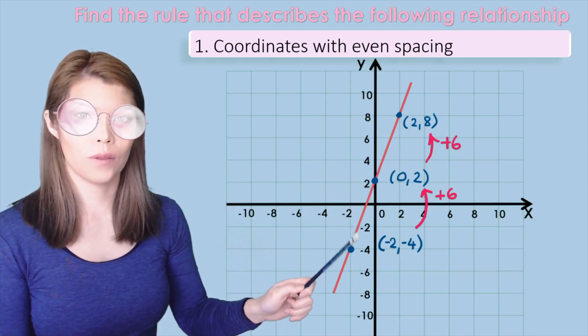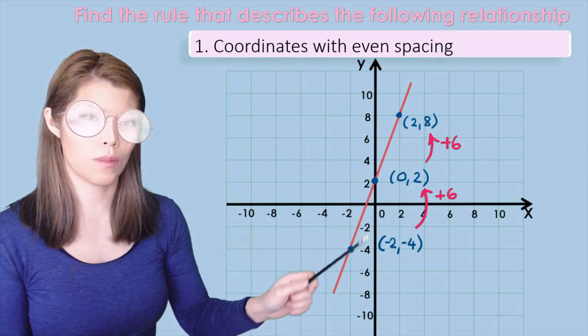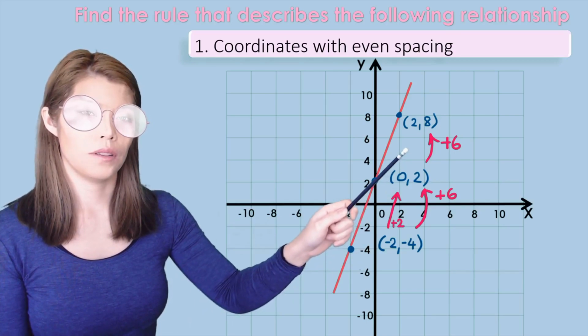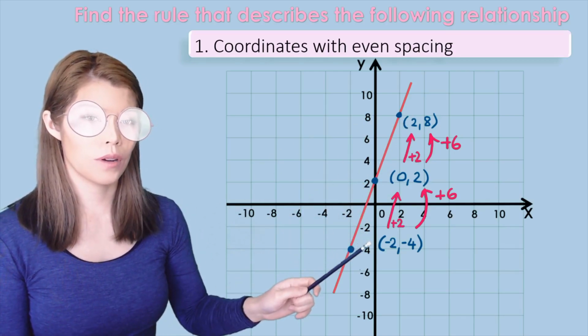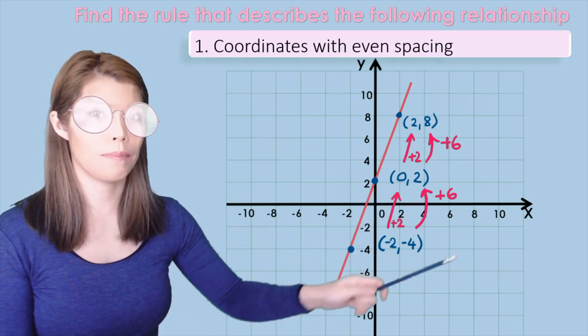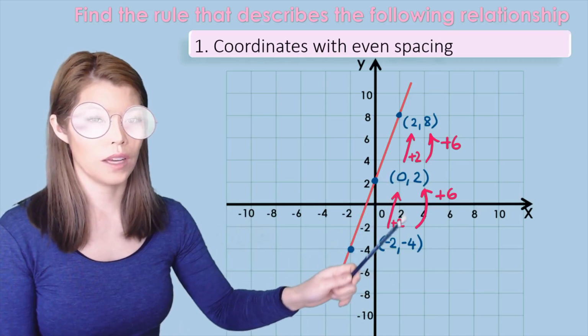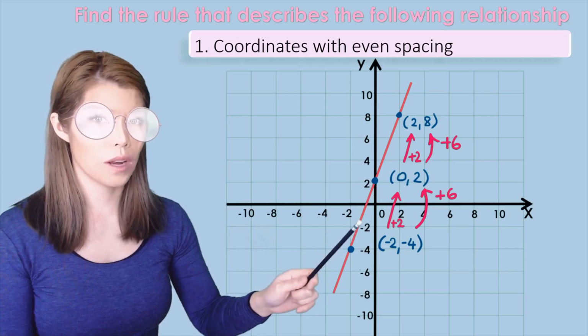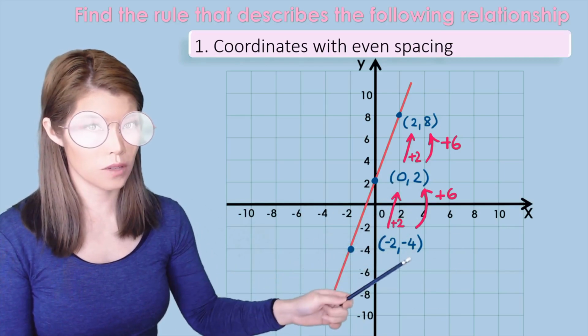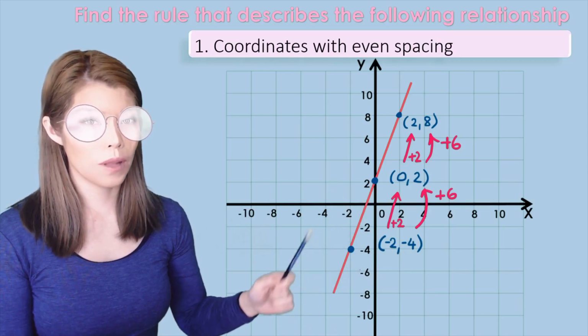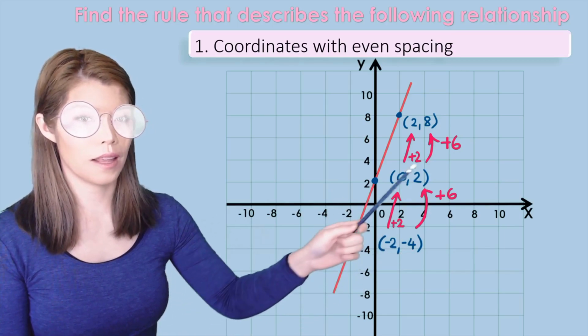And what are we going up by with the x values? -2 to 0 is 2. 0 to 2 is 2. So this time, every time we're going up by 2, we're going up by 6 with the y value. So in other words, if we only went up by 1, we would go up by 3. So simplifying the 2 to 6 ratio. So if we're multiplying by 3, will we get the answer?